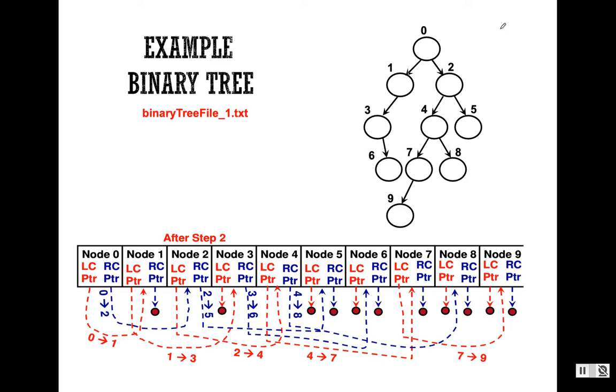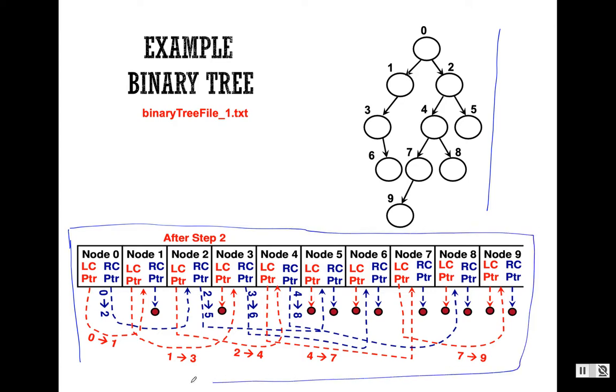Now this is the tree and this is the data structure representation, the array-based representation of this tree. So node 0: 0 to 1 and 0 to 2. Node 1 to 3, and the right child is null. Node 2: 2 to 4 and 2 to 5.